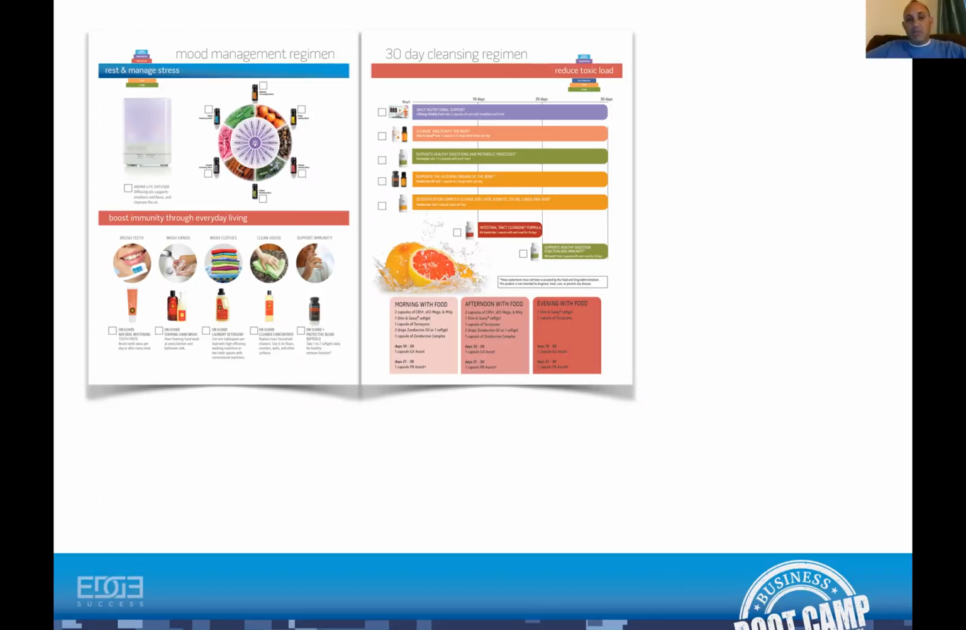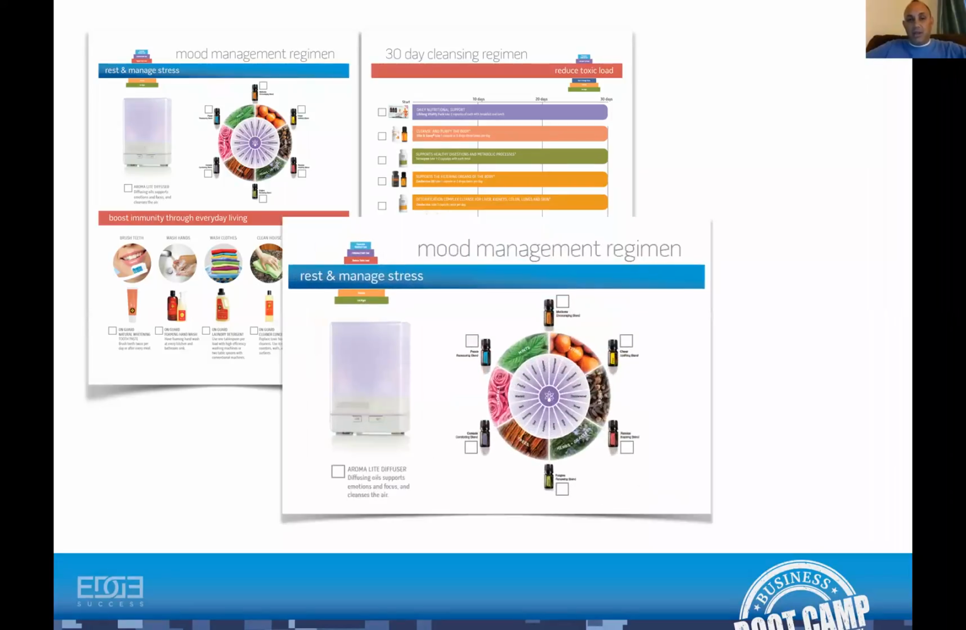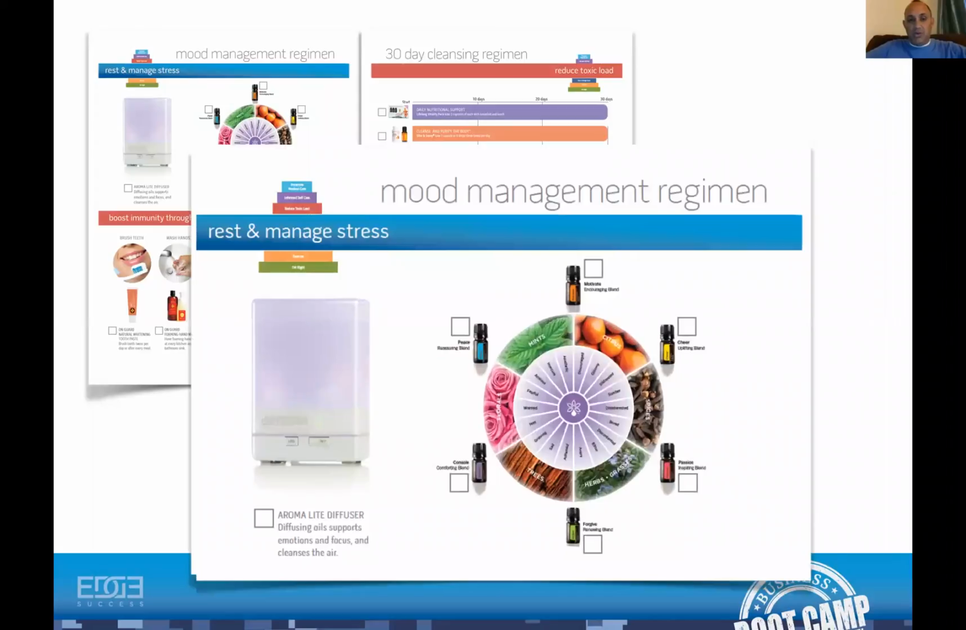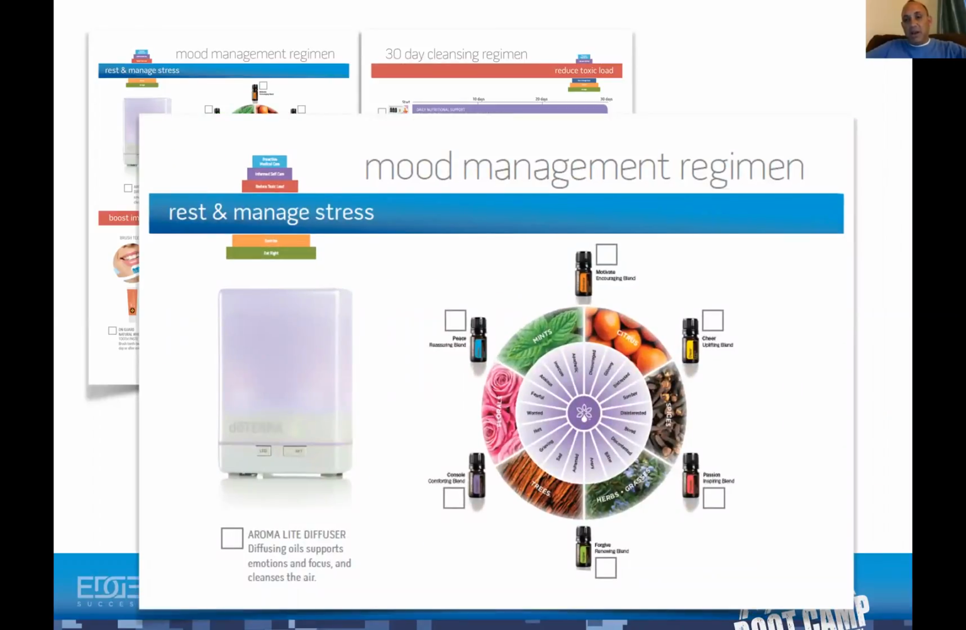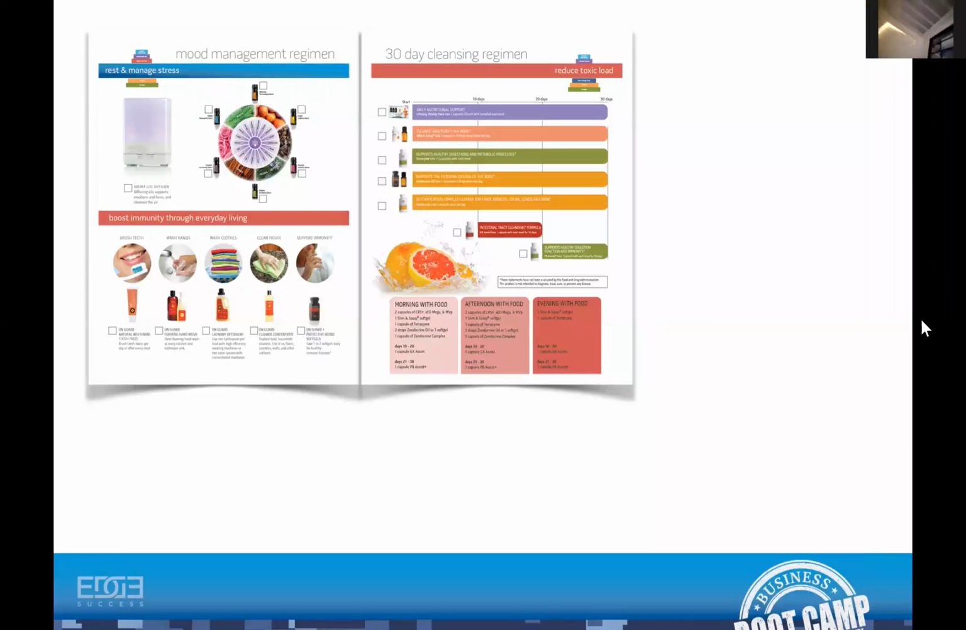You can talk about boosting their immunity with everyday living. This is the reducing toxic load one that starts at the bottom of that left page and goes to the next one. We went through that. There's even boxes there where they might check, oh, I want to try motivate, or, oh, I want to try passion. Have them with their pen out, just right now, checking those things off. And then we move up into boosting the immunity and go maybe a 30-day cleanse is what they'd be interested in.